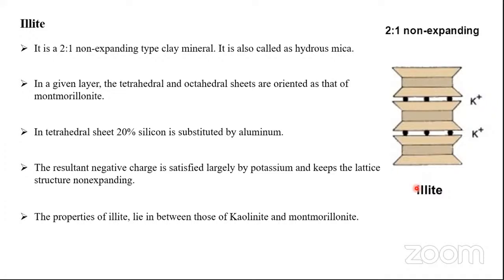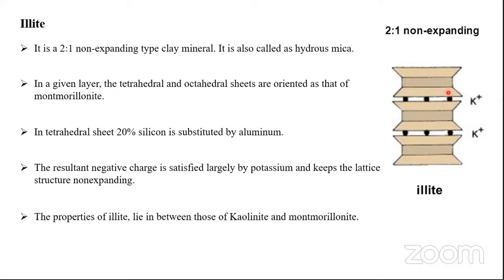Mostly in the tetrahedral sheet of illite, we can expect about 20% of the silicon to be substituted by aluminum. So what will happen? There will be a substantial negative charge as a result. It is satisfied largely by potassium ions. So whatever negative charge is left over will be satisfied by the potassium.